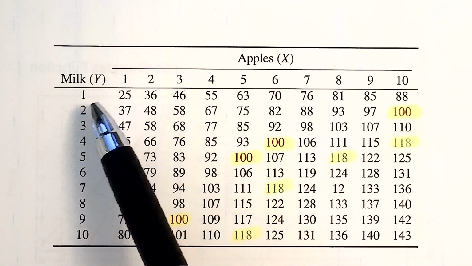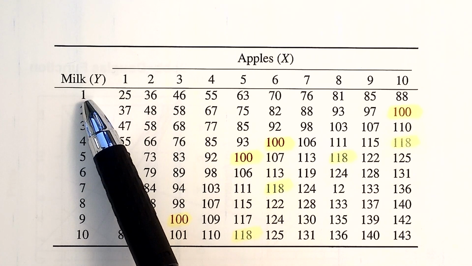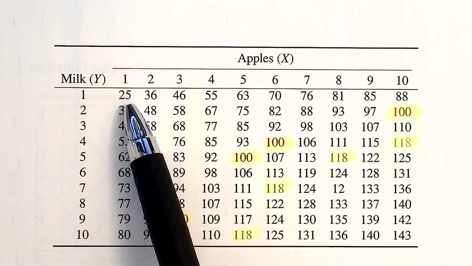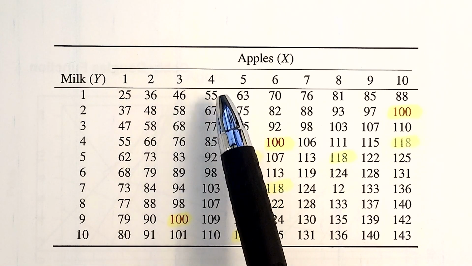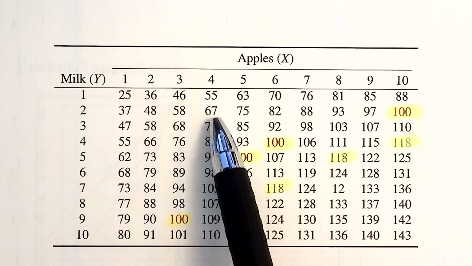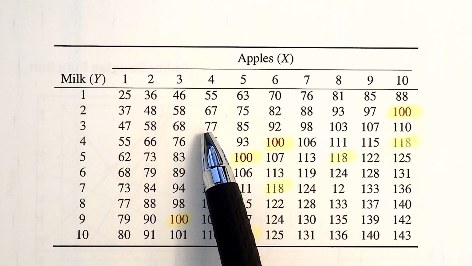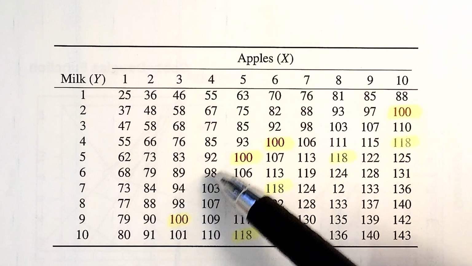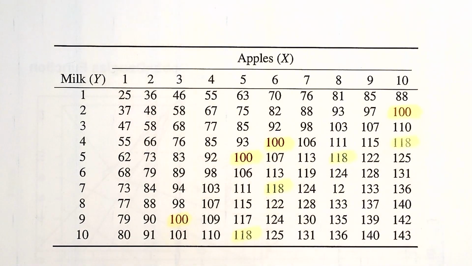Now, if you consume 1 unit of milk and 1 unit of apples, then let us assume that you are getting a utility of 25. The same is if you have a consumption of apples of 4 and you're consuming 3 gallons of milk, then your utility is 77.